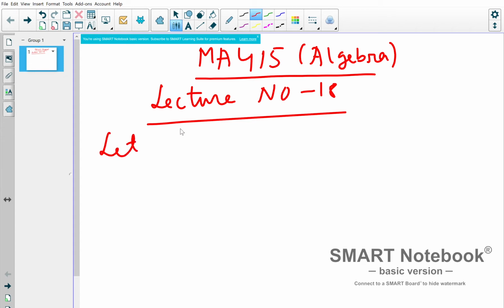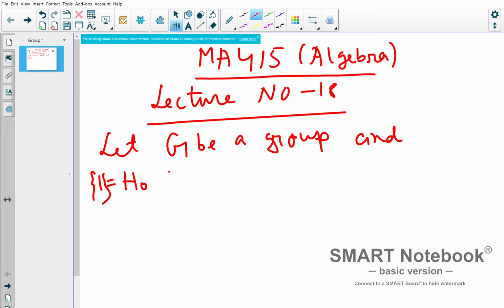So let G be a group, and we have a series of subgroups, say H0, where H0 is the identity, meaning consisting of a single element, which is a subgroup of H1, and so on, up to Hk, which is equal to the full group G. So we have a group and some subgroups H0, H1, up to Hk, such that they satisfy this kind of inclusion relation.